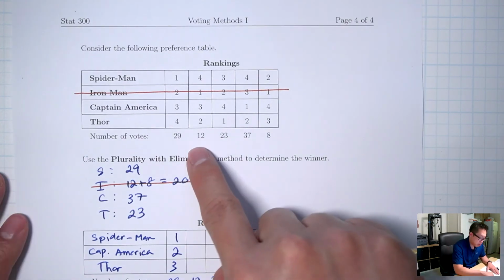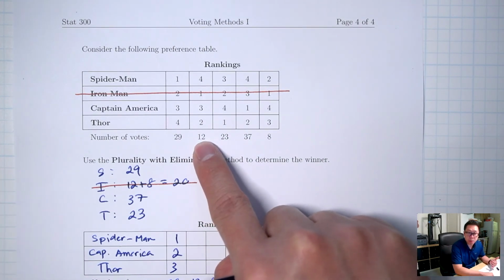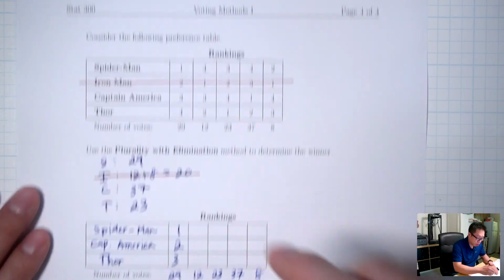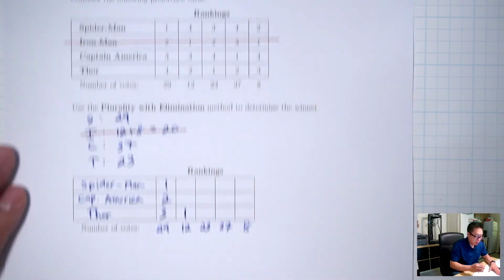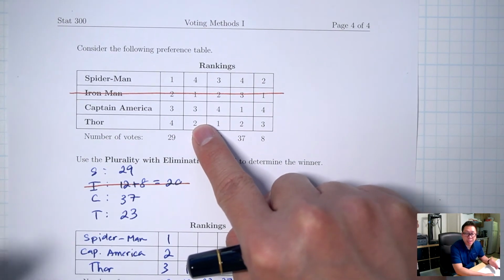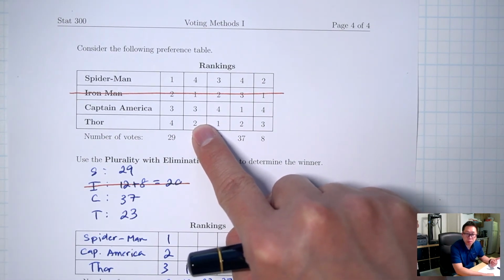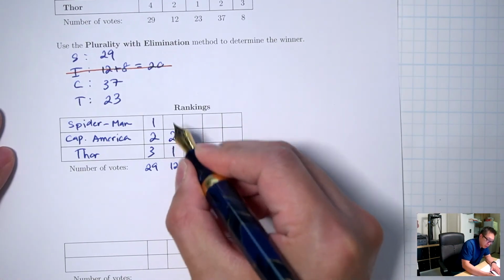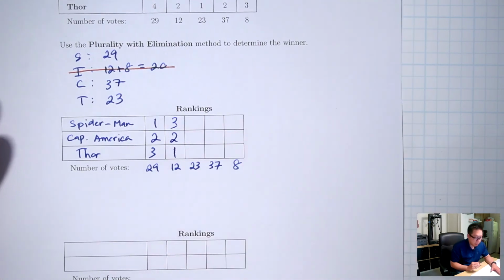12. So these 12 people, who do they like the most? Look for the lowest ranking. That's the 2. So Thor will get the 1. After 2, what's the next lowest ranking? So who do they like next? Captain America will get 2, which means Spider-Man will be 3.